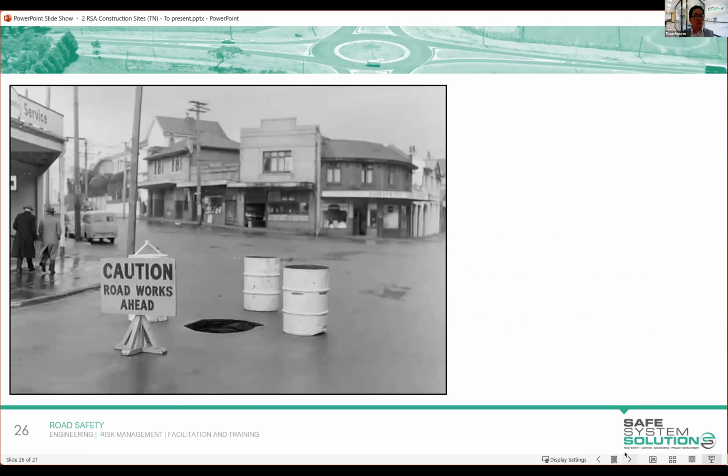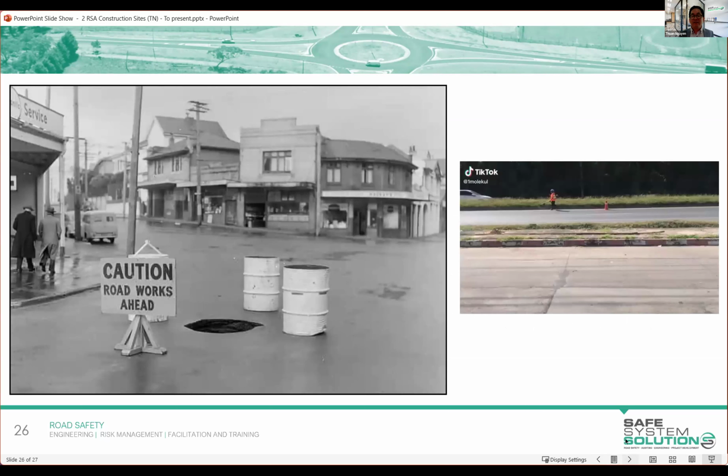Well, we don't go back to this. This is how we used to manage traffic at road work sites. Unfortunately, I leave this short little clip for everyone to digest. Unfortunately, in some places, this is the standard that they have. Things you find on TikTok.